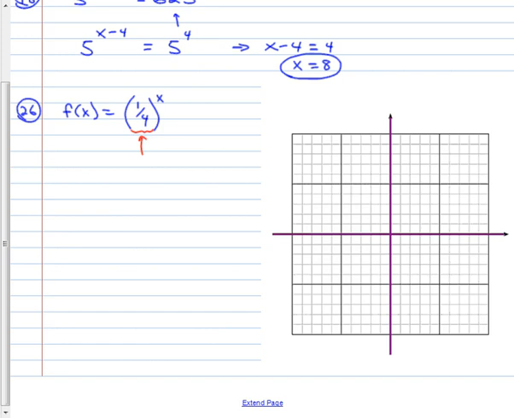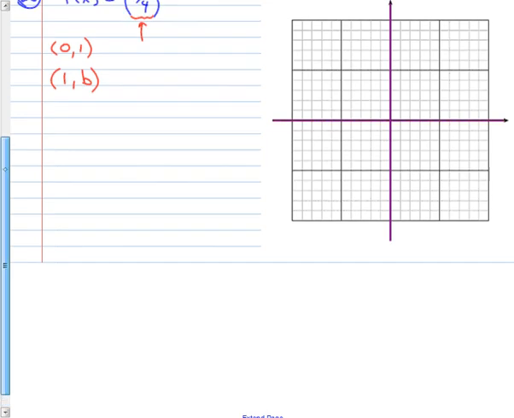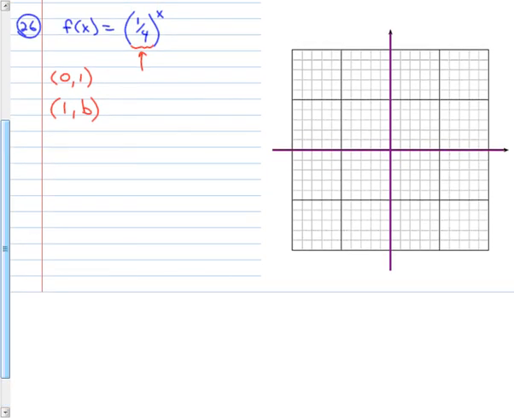Now, all exponential graphs, if they have not been moved, translated around, go through the points 0, 1, and 1, the base. So this one has not been moved at all. It should go through 0, 1, and 1, the base, in this case, because our base is 1/4, 1, 1/4. Now I know it has a horizontal asymptote right on the x-axis, so I know this thing comes down and doesn't ever hit the x-axis.